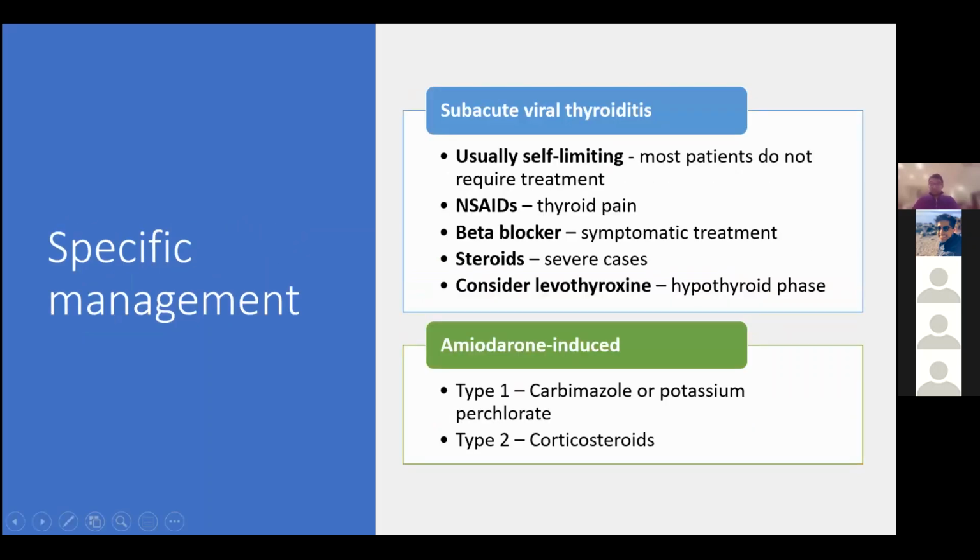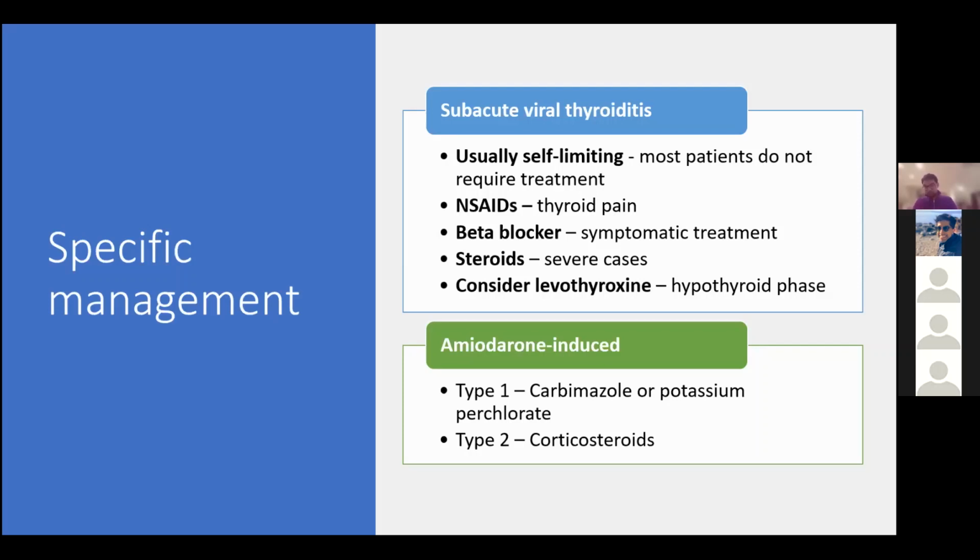So just on specific management of underlying causes. Viral thyroiditis is usually self-limiting, so you don't usually need to treat them. You can give them an NSAID just for pain relief. You can give them a beta blocker to symptomatically treat them in the hyperthyroid phase. If it's really severe and they've got lots of inflammation, you can give them a steroid, but this is usually something that will be decided by a senior. And if they're in the prolonged hypothyroid phase, you can consider levothyroxine.